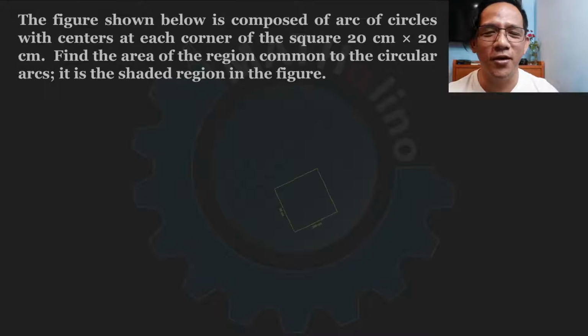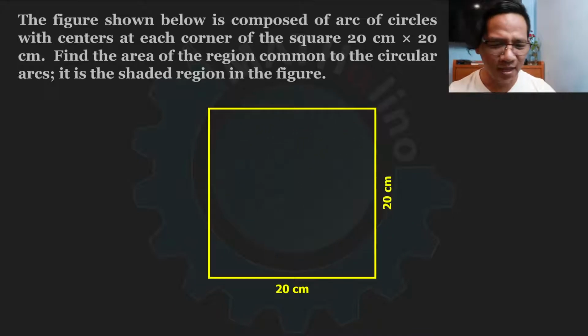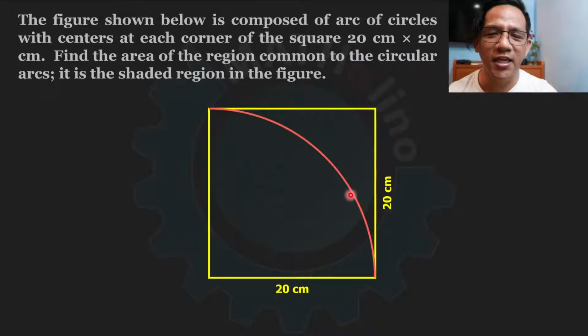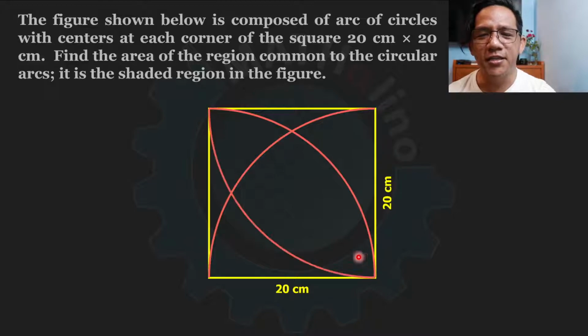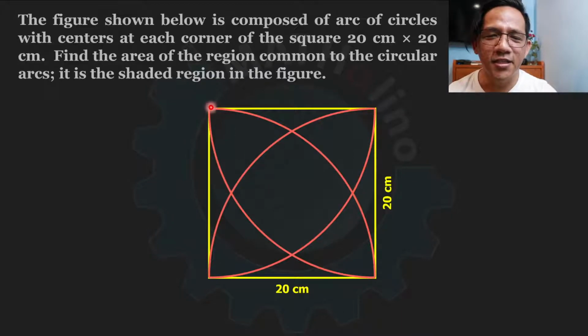So this is the figure. We have this square, and we have these four quarter circles with centers at each corner. The center of this quarter circle is this corner of the square, the center of this quarter circle is this corner, the center of this quarter circle is this corner, and so on. Of course, for the last quarter circle, the center is this corner.